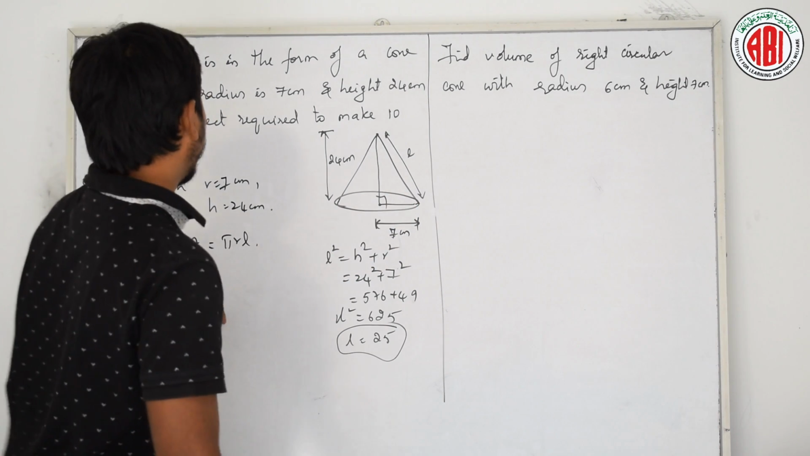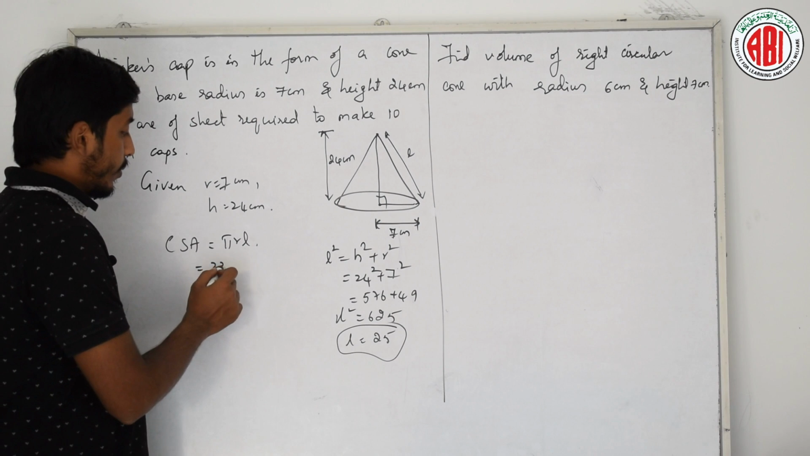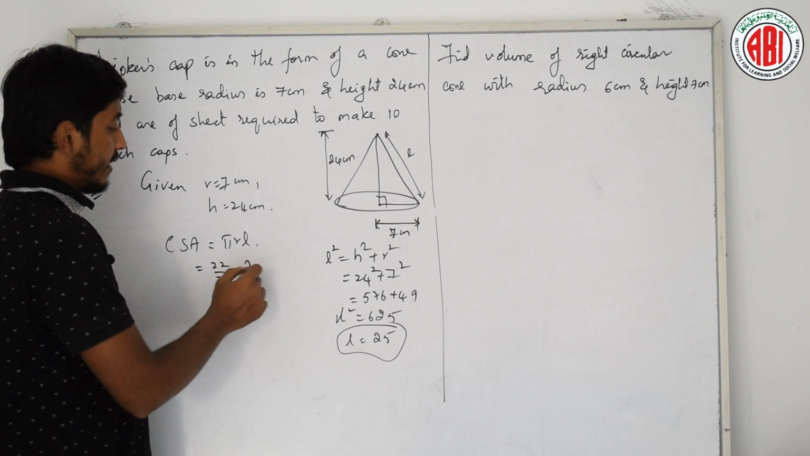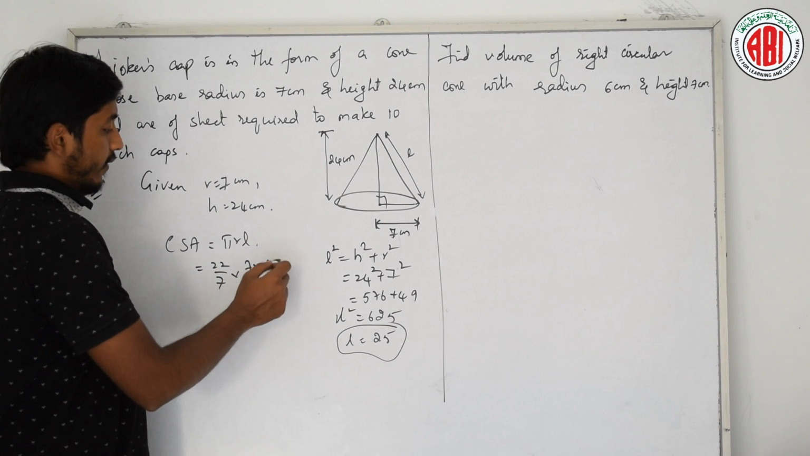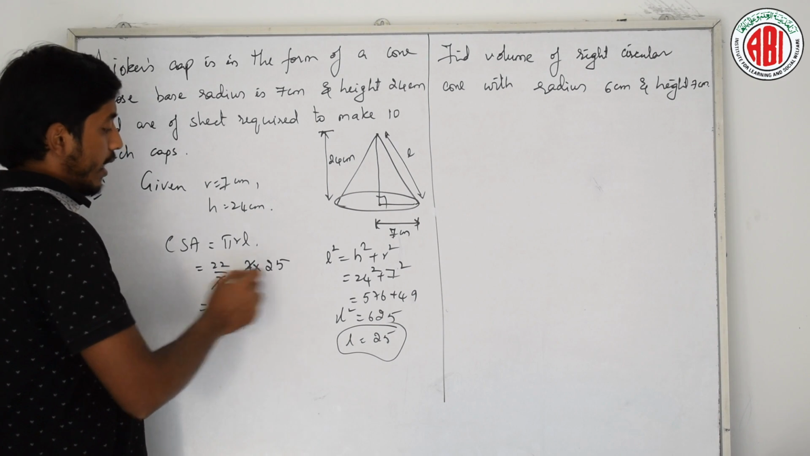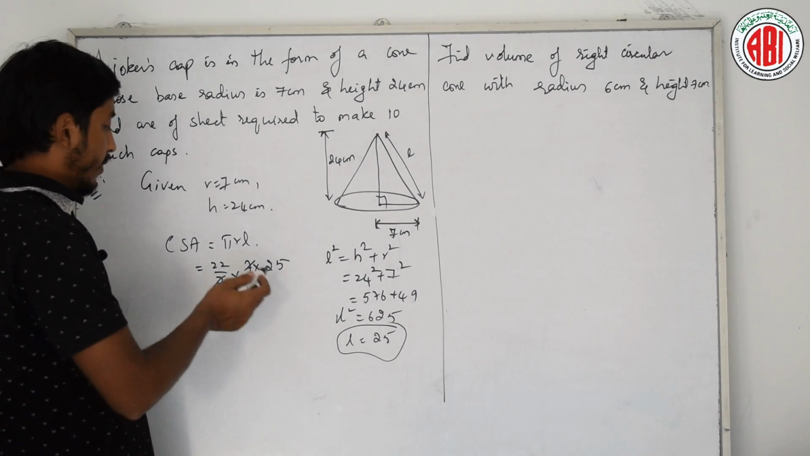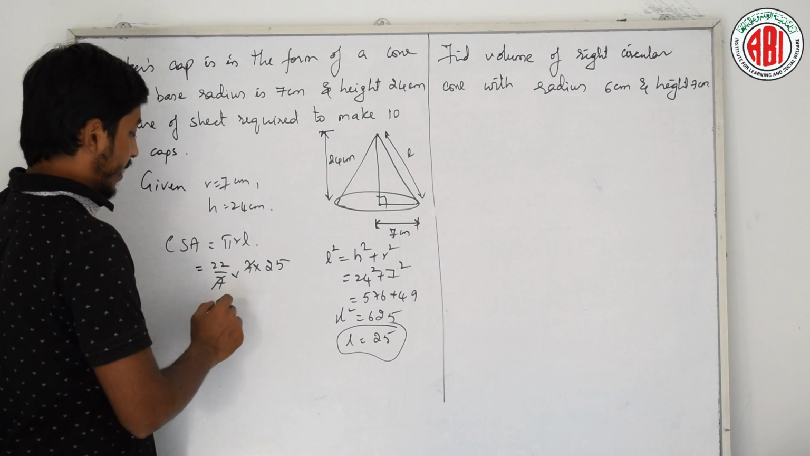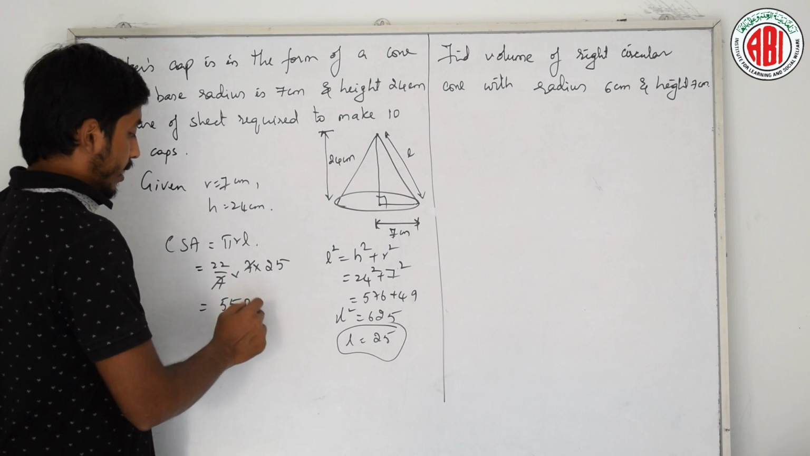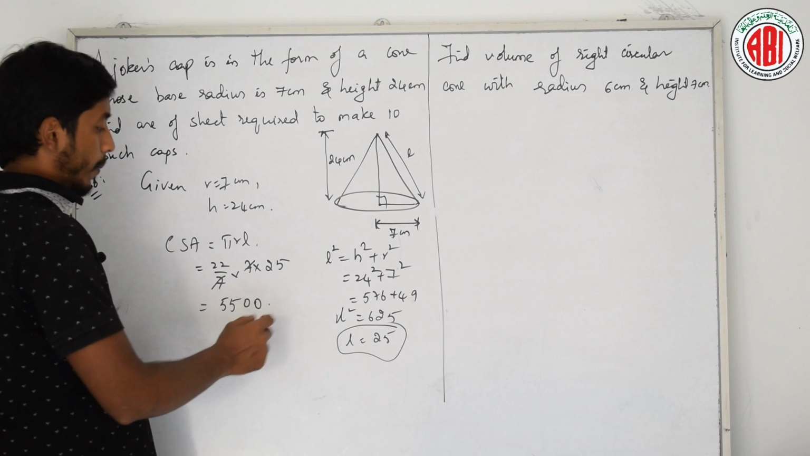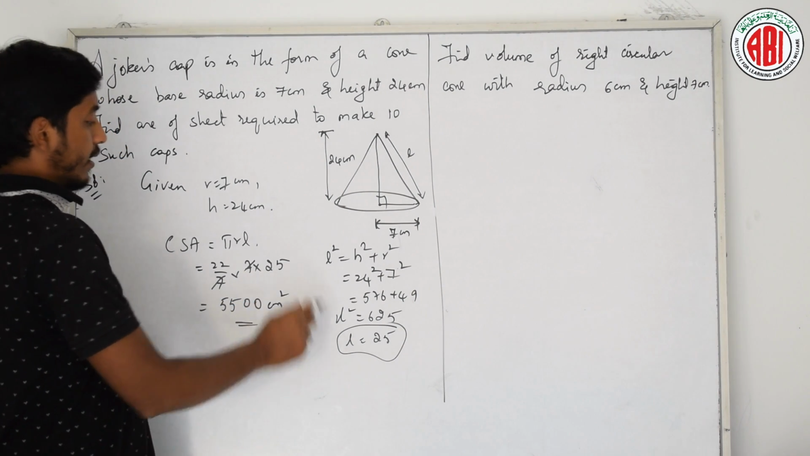Okay, the answer is 22 by 7 into what is the radius? 7. L is 25. If you cancel these both, I will get 25 into 2 into 10... that is 25 times 2 is 50, and the result is 550. Is it clear? Centimeter square.